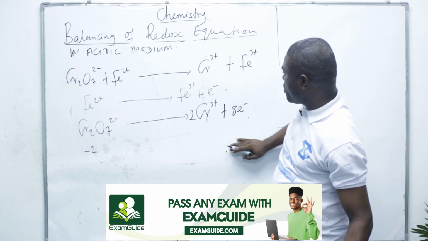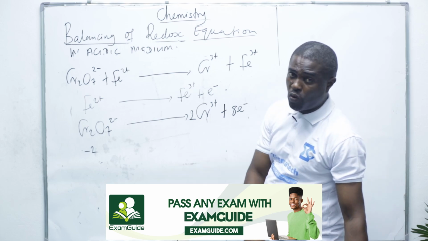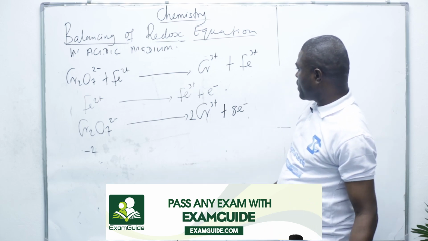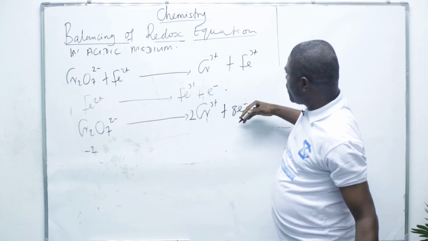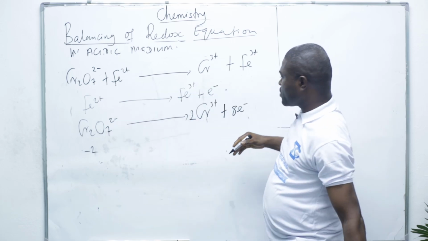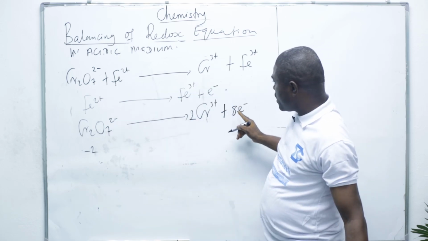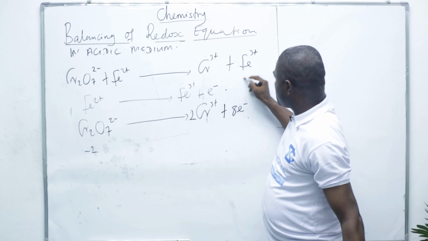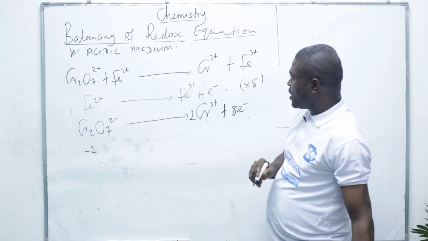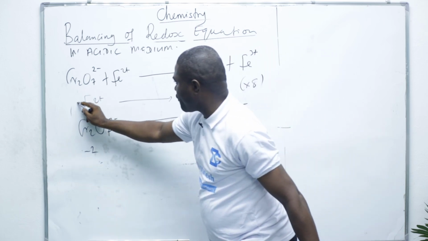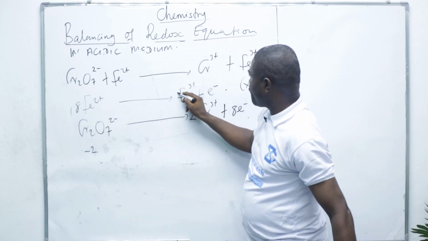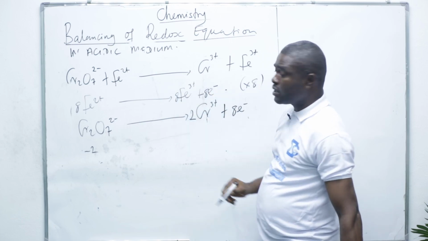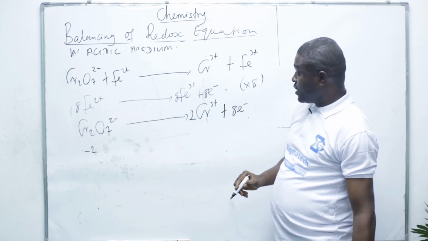So in terms of atoms, it's balanced. In terms of charges, it's also balanced. So what do I do? What is now the difference between here and here in terms of electron? The difference is this particular 8. So I'm going to multiply the whole of this by 8. And once I do that, I will have 8 here, I will have 8 here, and I will have 8 here. Can you see that?